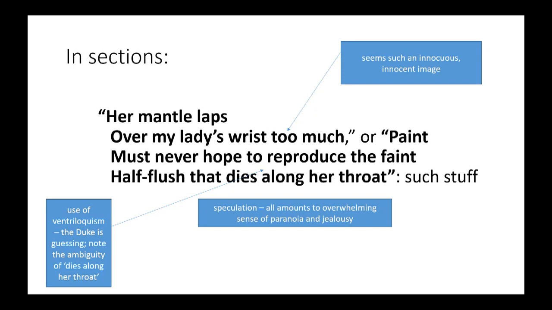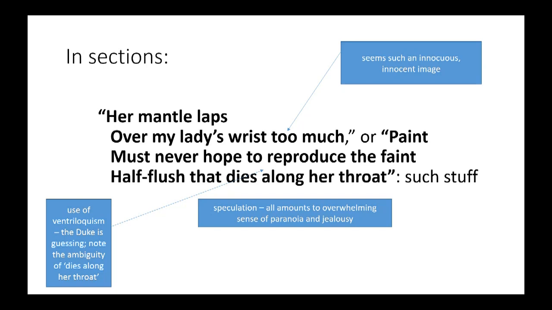Now, this speculation is interesting because it includes reference, obviously, again to the half flush. You know, it is not always one's cheeks that flush when you're embarrassed or when you're in love. It can also be your neck. And that's what's being alluded to here. But there's also reference to dying along her throat, which in the context of the poem might suggest something more sinister. Strangulation maybe, or the slitting of one's throat. And that is not that daft an idea in the context of the poem.